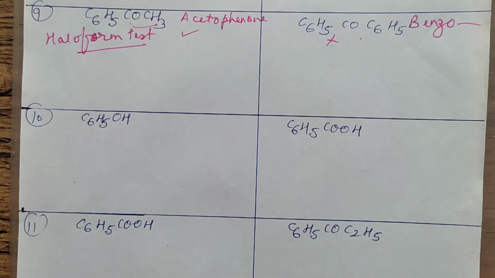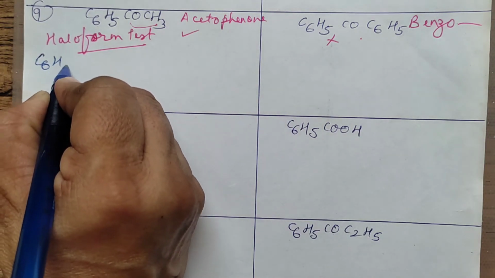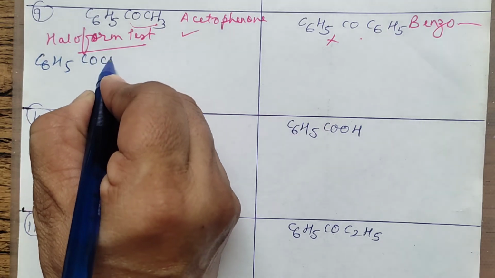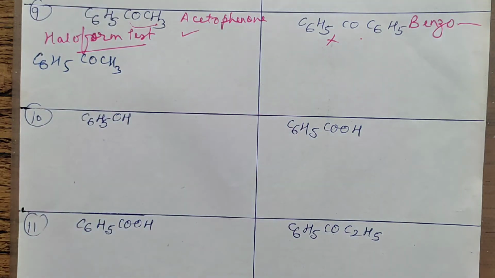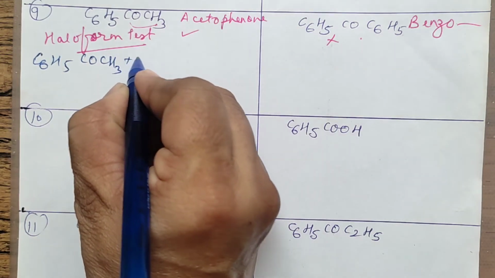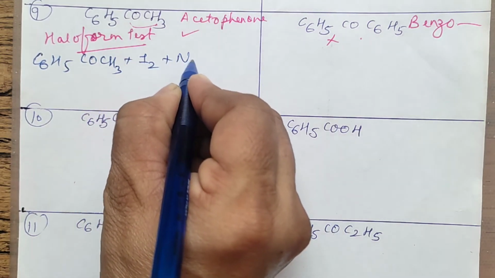So let us write the equation for it. Without the equation, you will not write the answer. You will not just write that the haloform test can be used to distinguish between them. With that, you will get 0. You need to write down which one will give and which one will not give. And whichever is giving, you have to write down the equation also.